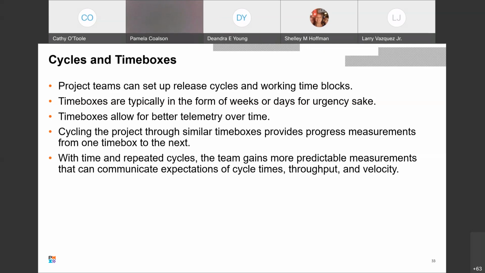cycles where the release is 3 months, and what they call the working time block is 2 weeks. And they call them iterations. So there's a program increment of 3 months. They work in 2-week increments. So there could be, what does that work out to be, like 4, 5?